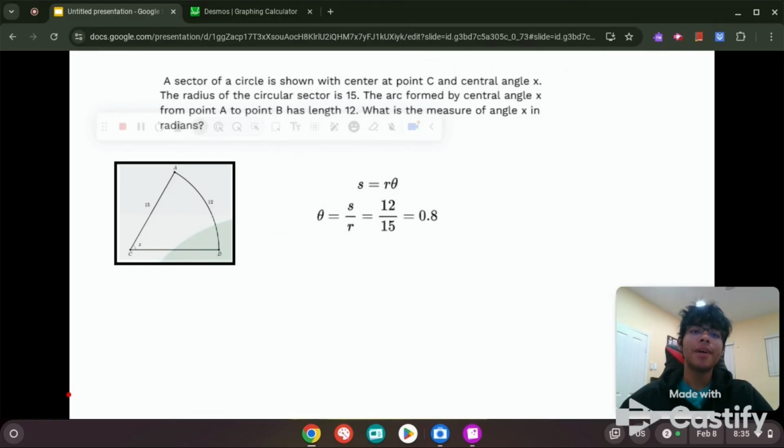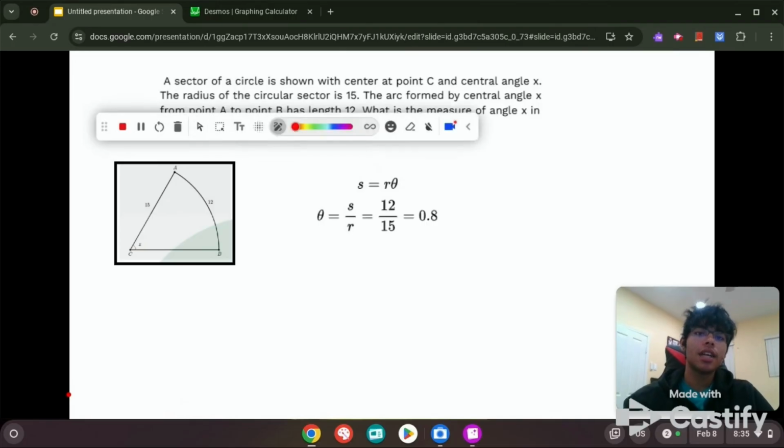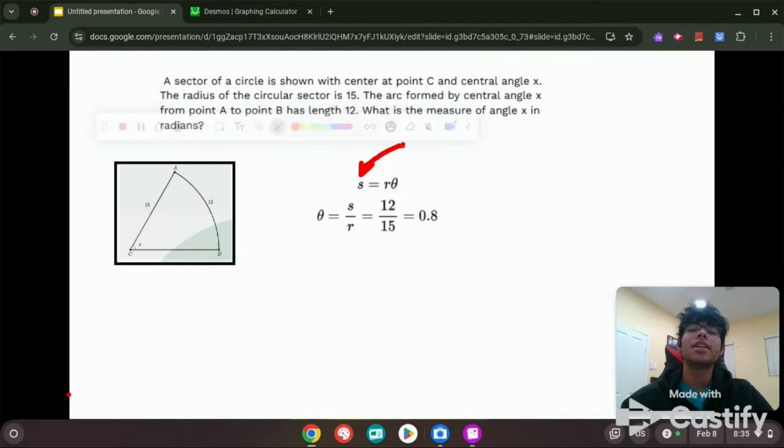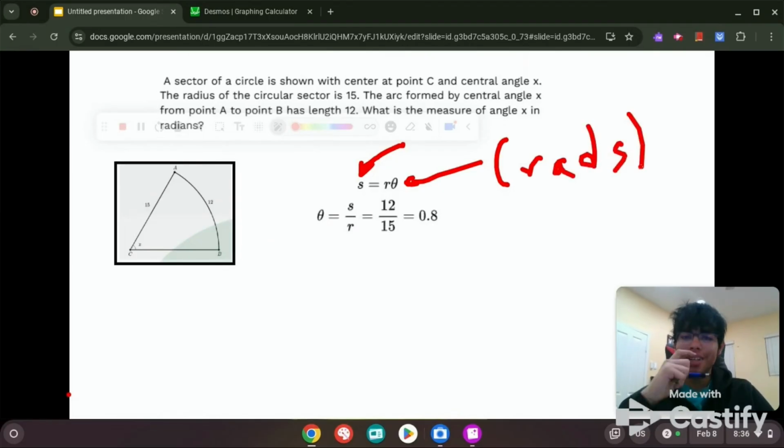So this one's actually pretty simple. It might seem a bit weird at first, but just remember that the length of a sector is equal to the radius times the angle. And remember, this can only be in radians. Don't ever try to do this in degrees. So we know that the length of the sector here is 12 and our radius here is 15. We can rearrange the equation, so we get theta is equal to the length of the sector divided by the radius, which is 0.8.